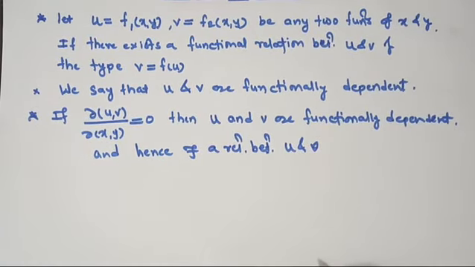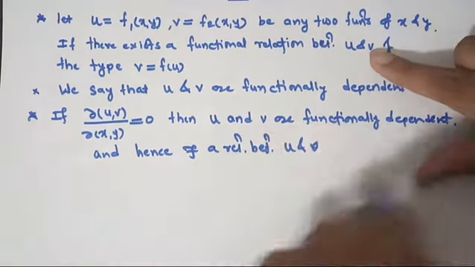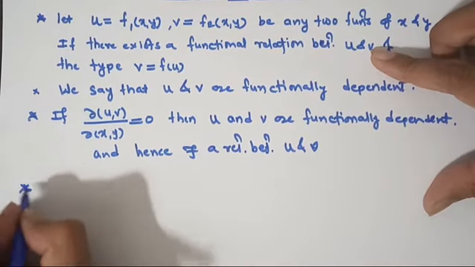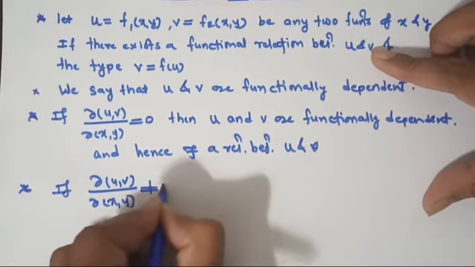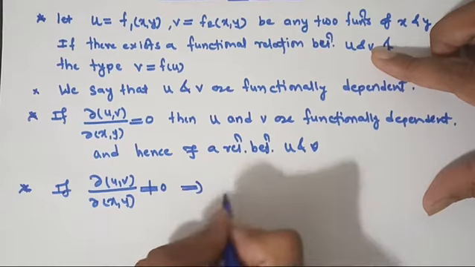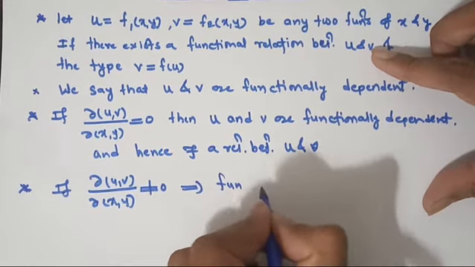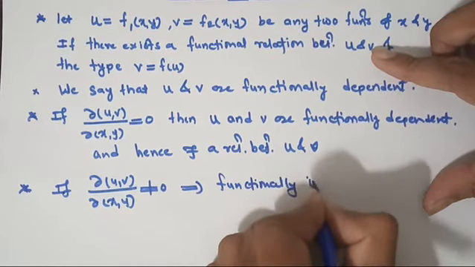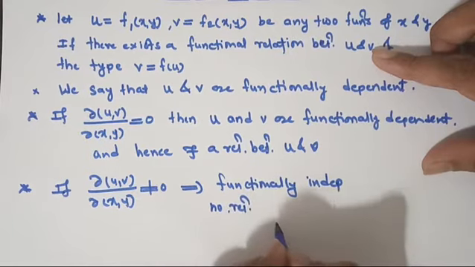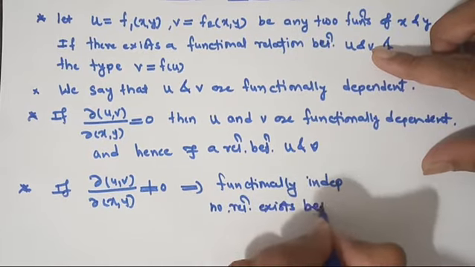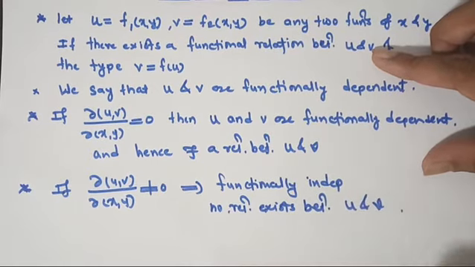Functional dependence means if Jacobian of uv with respect to xy is equal to 0, then u and v are said to be functionally dependent. If they are dependent, then there exists a relation between u and v of the type v is equal to f of u. Now if Jacobian of uv with respect to xy is not equal to 0, then u and v are functionally independent. Hence, no relation exists between u and v.